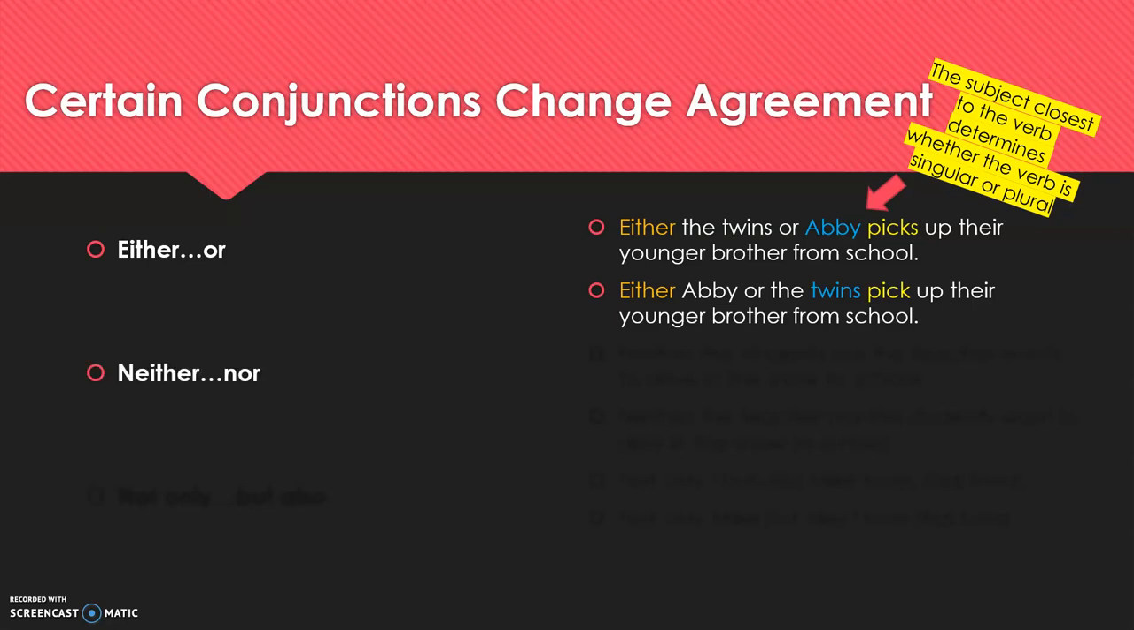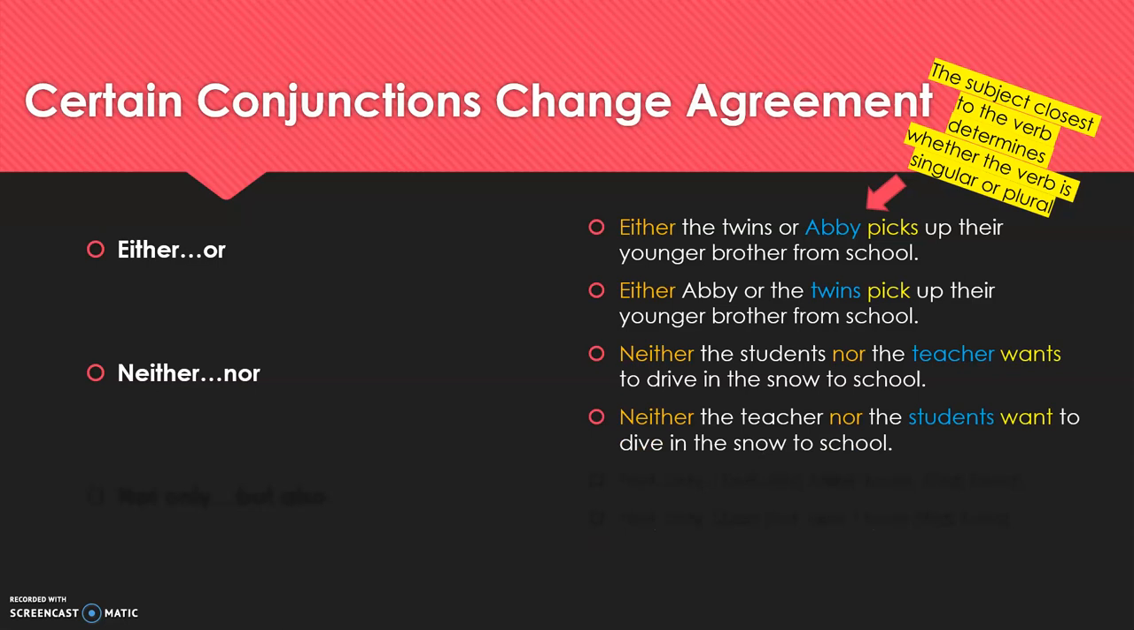The same rule applies with neither nor. Here we have an example. Neither the students, plural, nor the teacher, singular. Therefore, teacher closest to our verb, we have a singular verb wants to drive in the snow to school. And again, you can see that the verb changes if we swap that out. When students, which is plural, is closest to the verb, it now becomes a plural verb.